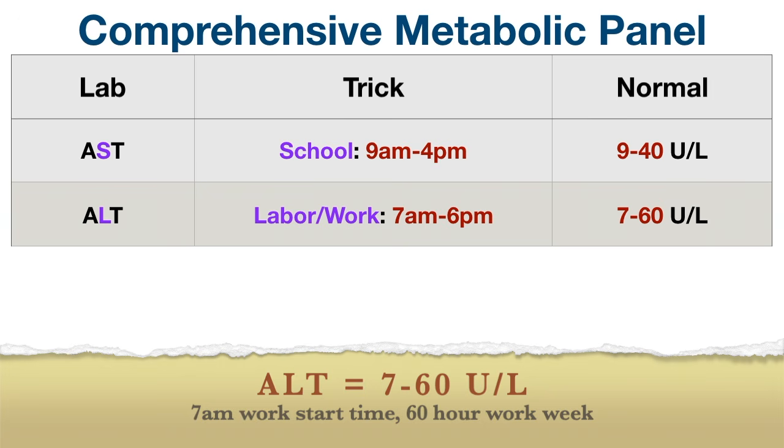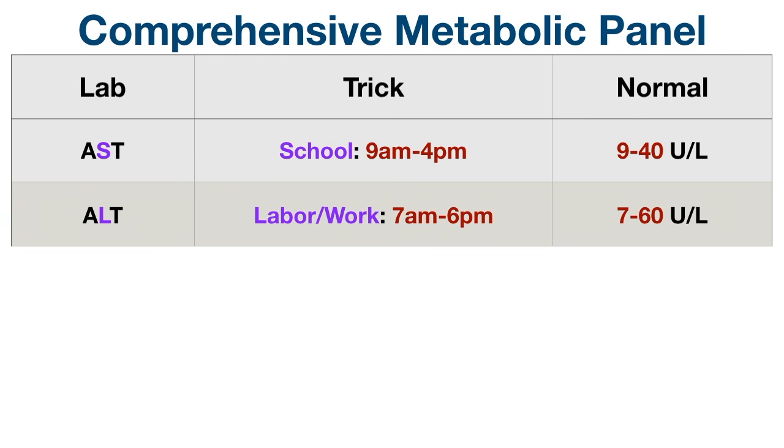Or you can use the 7 a.m. start time for work and a 60-hour work week to remember 7 to 60. Remember, these normal ranges may vary slightly depending on the lab, and if you're taking a medical exam, the abnormal values that they give you in a question are usually drastically abnormal, so just try to remember the general ranges.